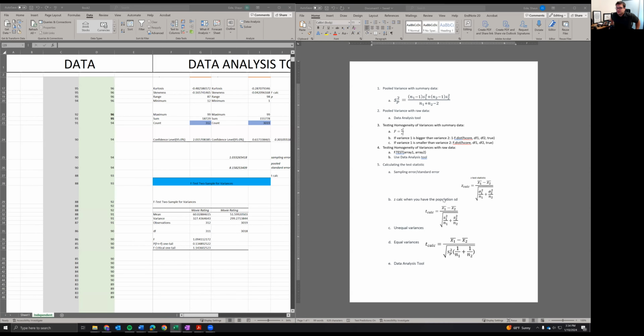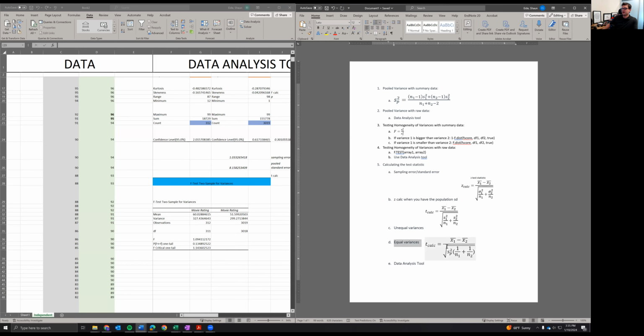Now it's important to note that the formula that I showed you with the T-calc and the Z-calc, I added just a little bit to this to clarify. The Z-calc, you have the sampling error divided by the standard error. This T calculation is for when you have unequal variances.